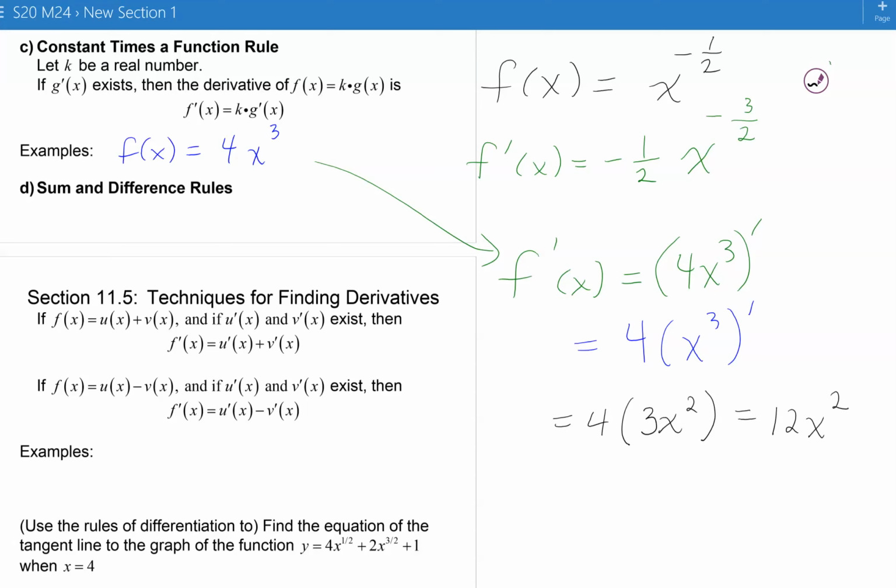Okay, so I'm going to pause there and come back and do the sum and difference rules and then finish off.